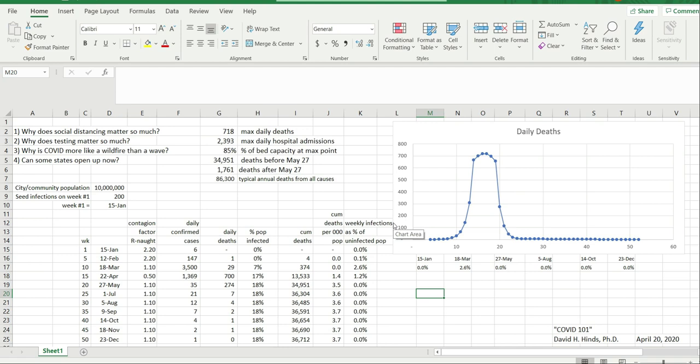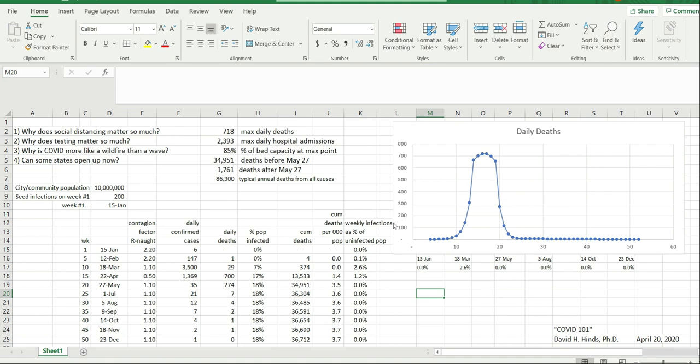seeing, different kind of charts. And I want to use this model to answer four questions. You can see them in the upper left there. Number one, why does social distancing matter so much? Number two, why does testing matter so much? Number three, why should we think about COVID more as a wildfire than a wave? And number four, is it okay for some states to open up right now?